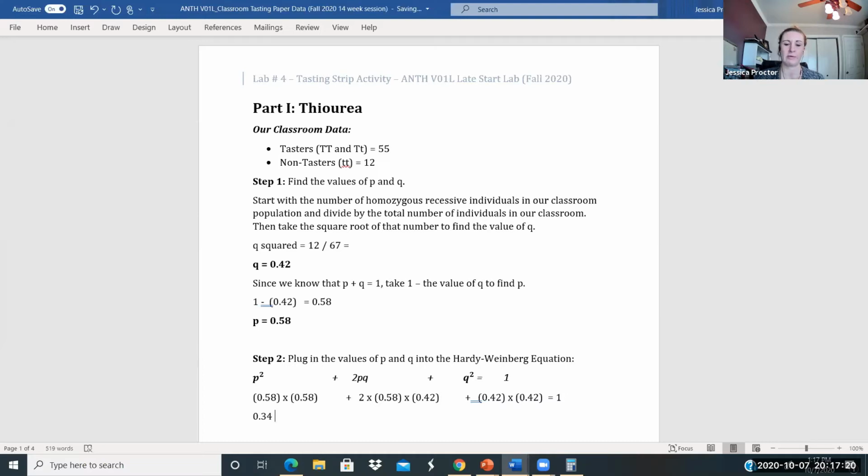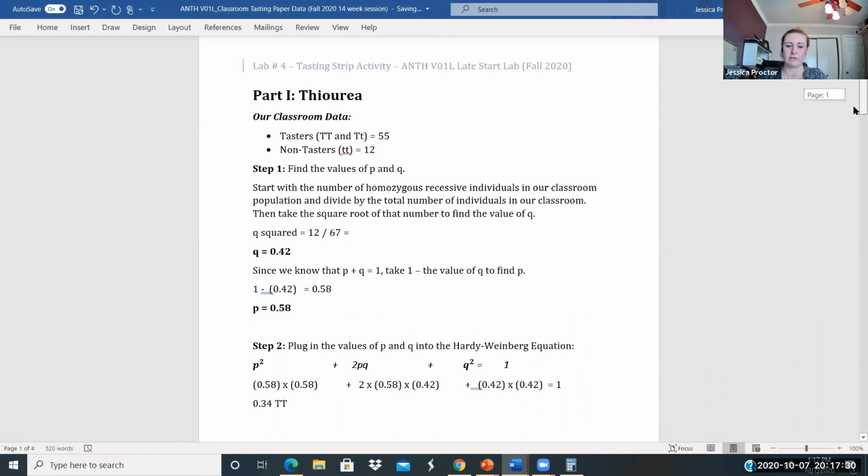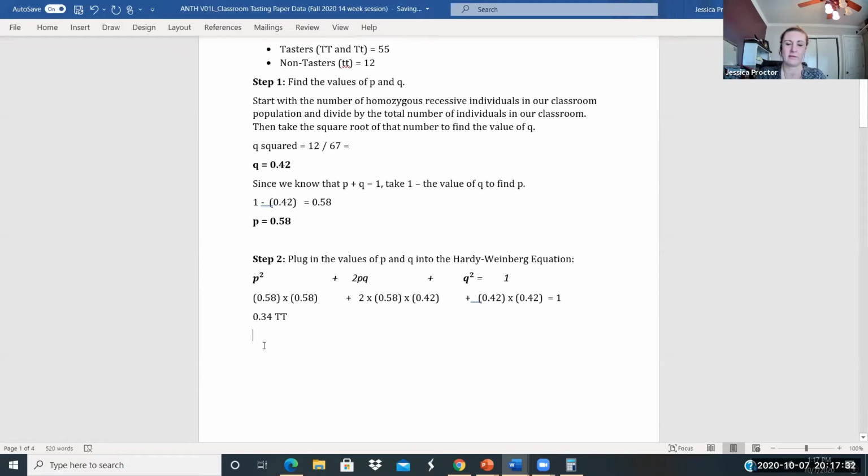Okay, now this number is a frequency, and it's representing the frequency of the homozygous dominant genotype. If we want to turn that number into a percentage, piece of cake, all we have to do is move the decimal 2 places. So 0.34 becomes 34%. So we now know that 34% of our classroom population is homozygous dominant at the locus that determines whether or not you can taste the row.